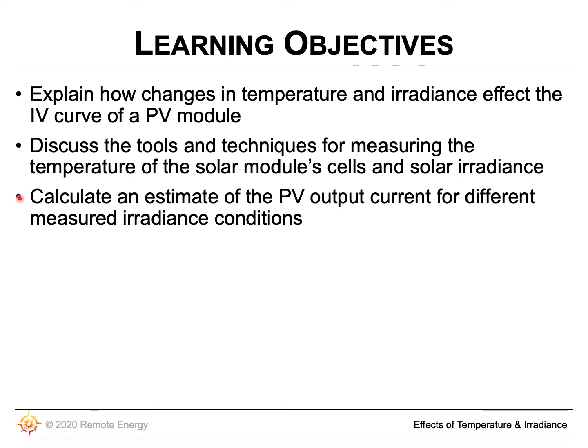And then the last one is, by the end of this presentation, you should be able to calculate an estimate of the PV output current for different measured irradiance conditions. So there's a tool we can use to measure the sunlight intensity of that day, and we will be able to calculate how much current we think the module should be producing in that condition.